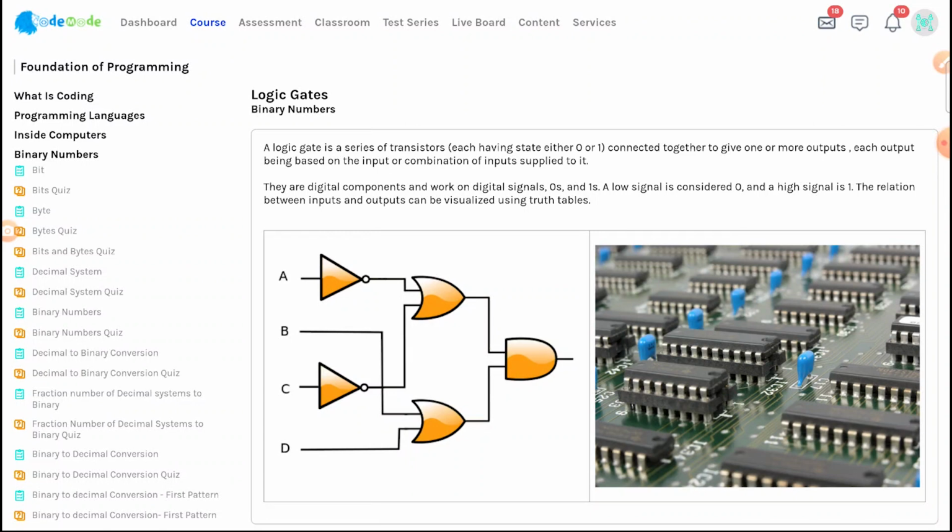Currently you are learning about binary numbers, and in today's class we will learn about logic gates. In the previous class we learned about a third pattern in the binary number when we convert a decimal to binary.